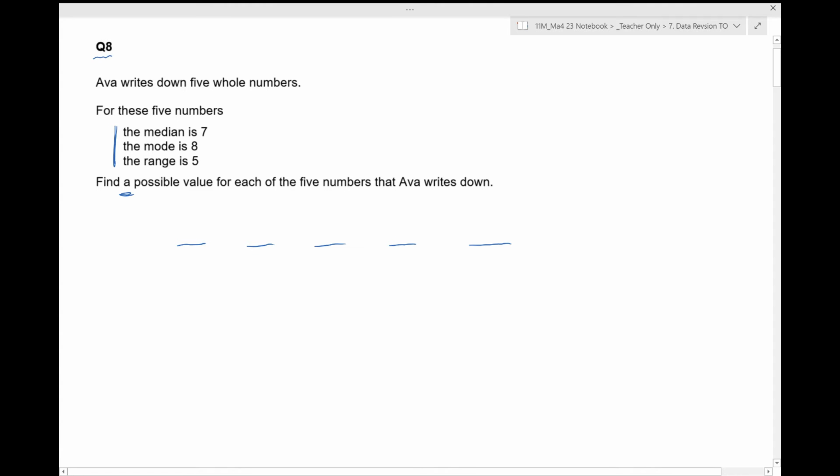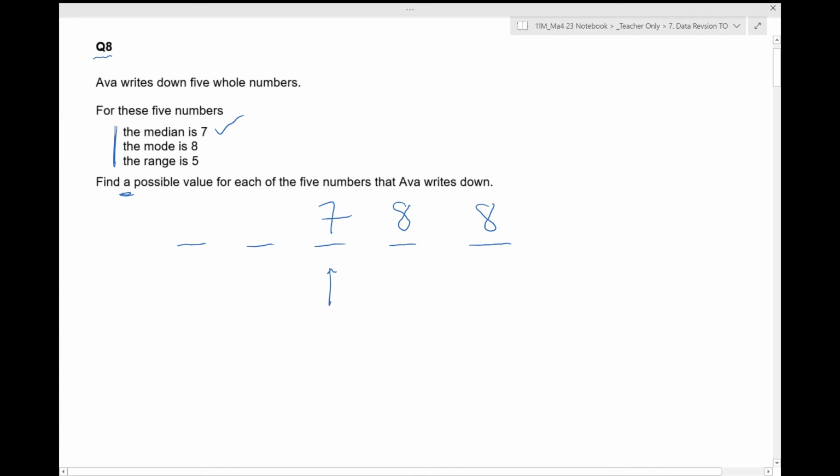Now the median is 7. There are 5 numbers, so the middle one is 7, and that's that piece of information used. The mode is 8. Because these are in numerical order, any 8s need to go to the right hand side of the 7, and the most common number is 8, so these must both be 8s, so there are 2 8s.